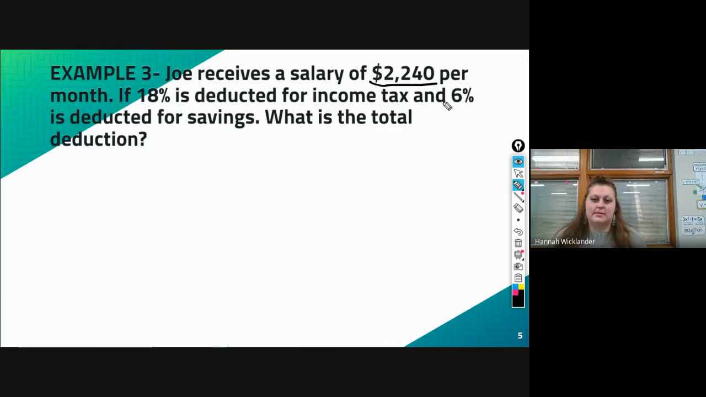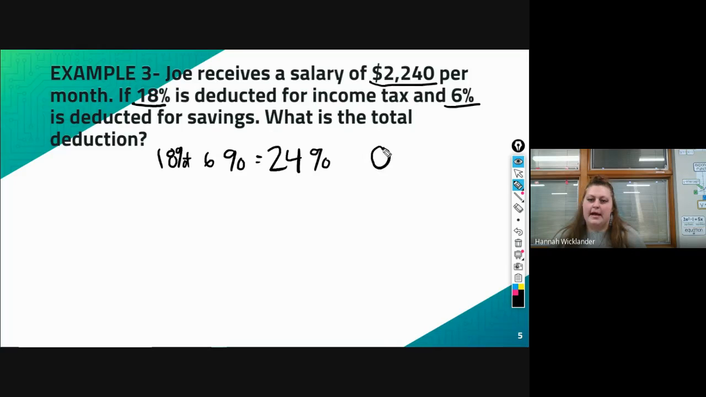So my first step is going to be adding my percentages together. If I don't add them together, I have to convert each to a decimal first and then multiply it by 2,240 for 18. And then I have to do the same thing for 6. I'm going to combine them to get rid of that step, so I only have to do it once. So 18% plus 6%, I add them just like normal, but just add the percent sign at the end. So 18 plus 6 gives me 24. Now I'm going to convert that to a decimal, and it becomes 0.24.